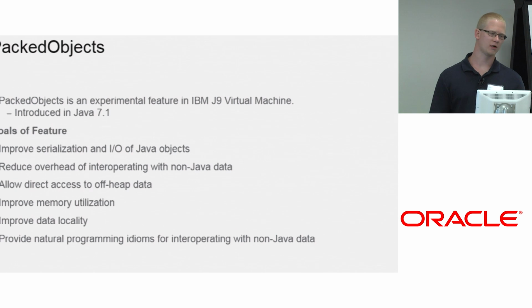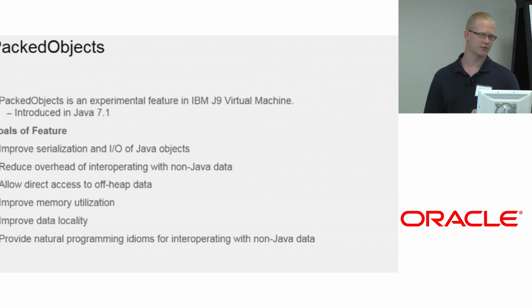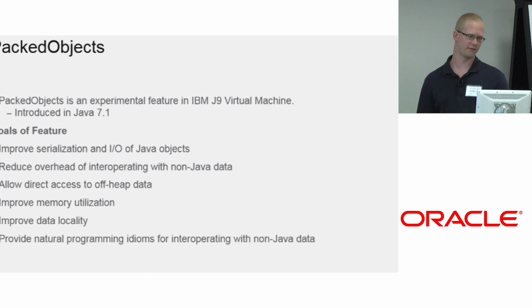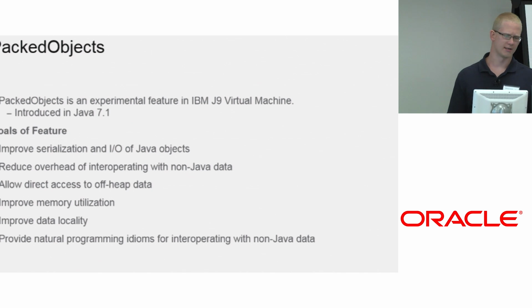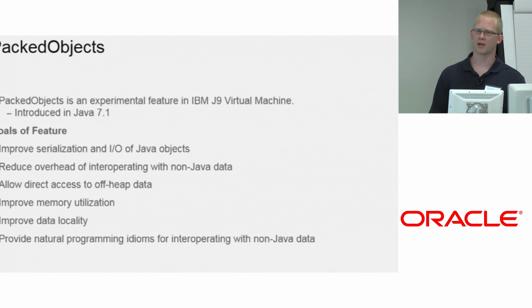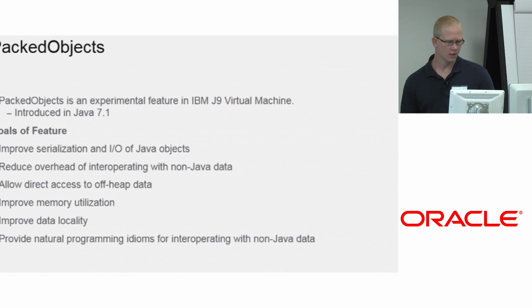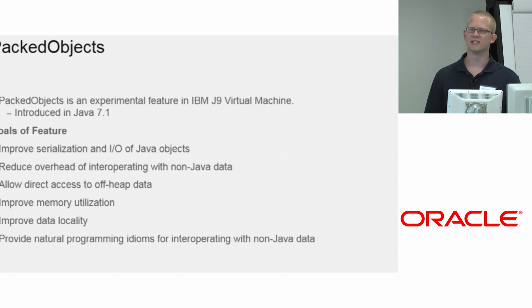Why did we put this out there? We wanted people to have an option to improve the serialization and I/O of Java objects. We wanted to be able to make it easier to work with native data, and we wanted to remove a lot of the overhead of dealing with small data and improve data locality. And we wanted something that you could write easy Java code with.